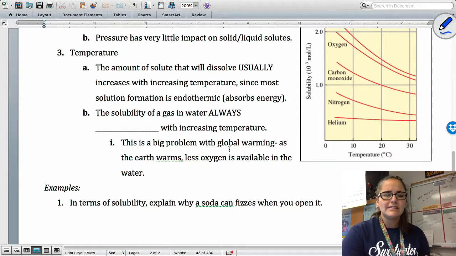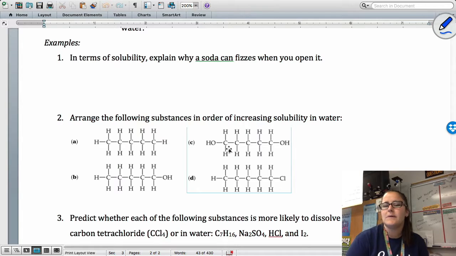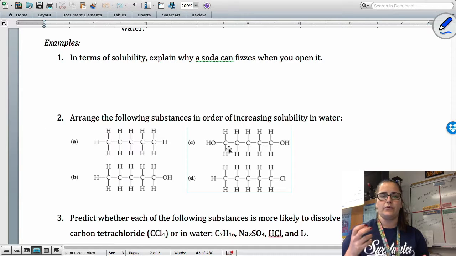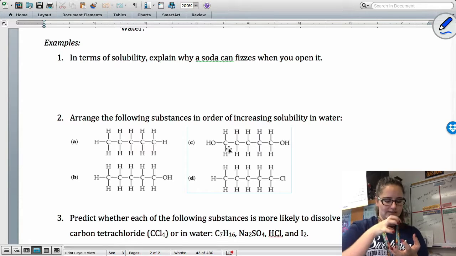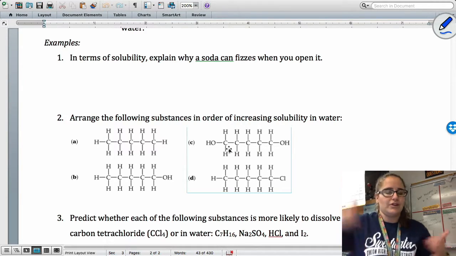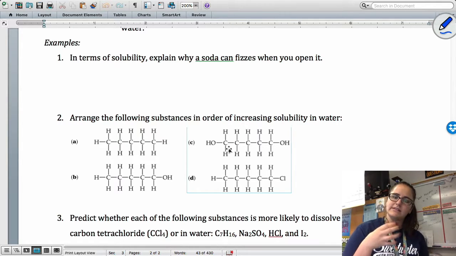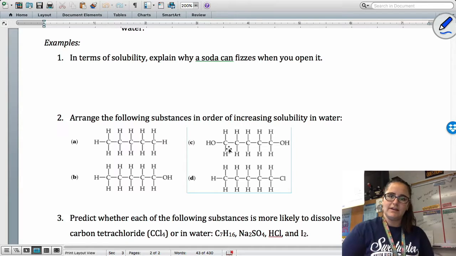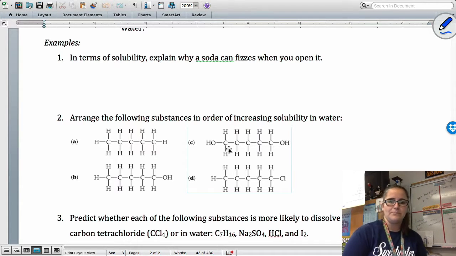So let's think about these things and talk about some examples. I talked about pressure. So why does a soda can fizz when you open it? You guys have done that before. If you have a soda can, it is pressurized in there. When you pop open the cap, it lowers the pressure. When you lower that pressure, not as much gas can be dissolved in that soda. So the gas undissolves. It bubbles out.